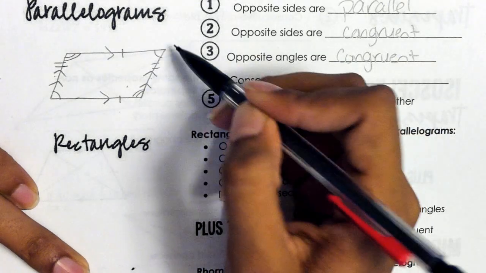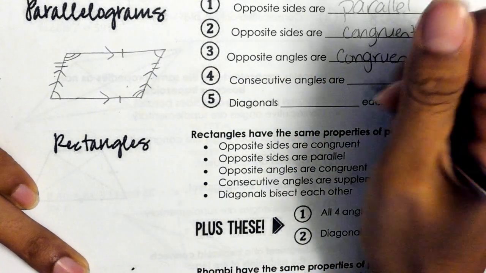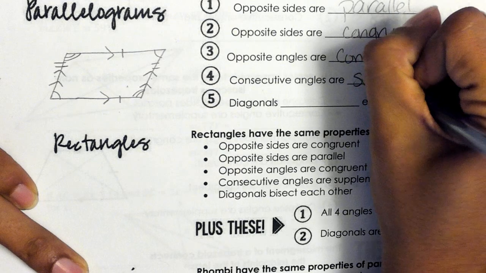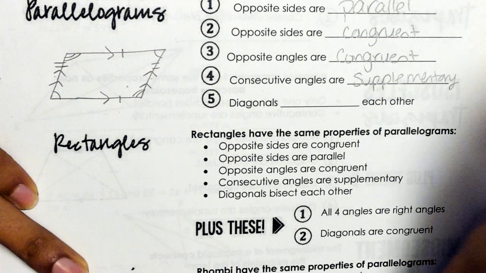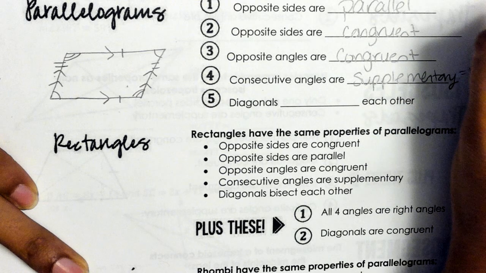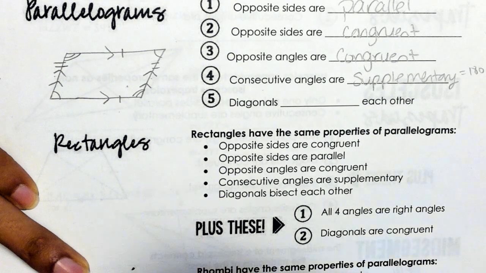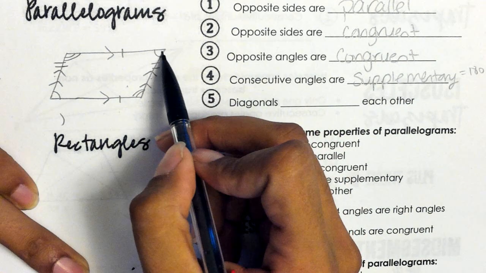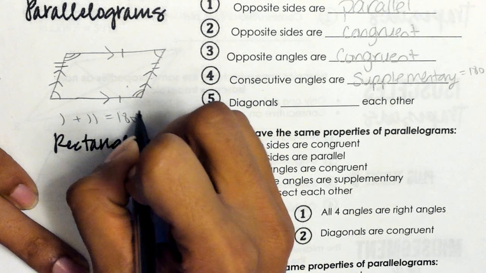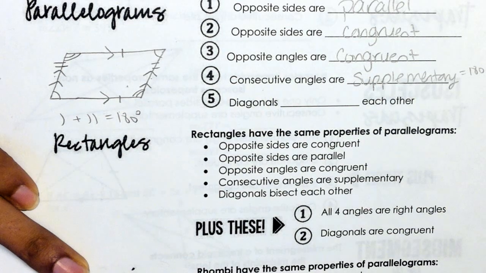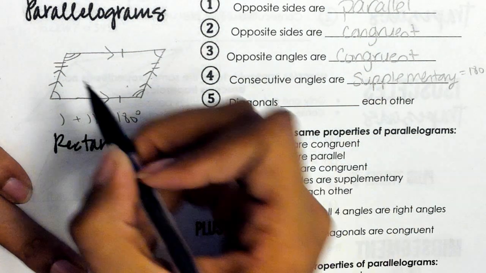Consecutive, which means next to. Consecutive angles are going to be supplementary. I hope you remember what that means. Supplementary is equal to 180. So in this case, a one curve plus a two curve is equal to 180 degrees every time when it comes to parallelograms. Alright, and last but not least, diagonals.